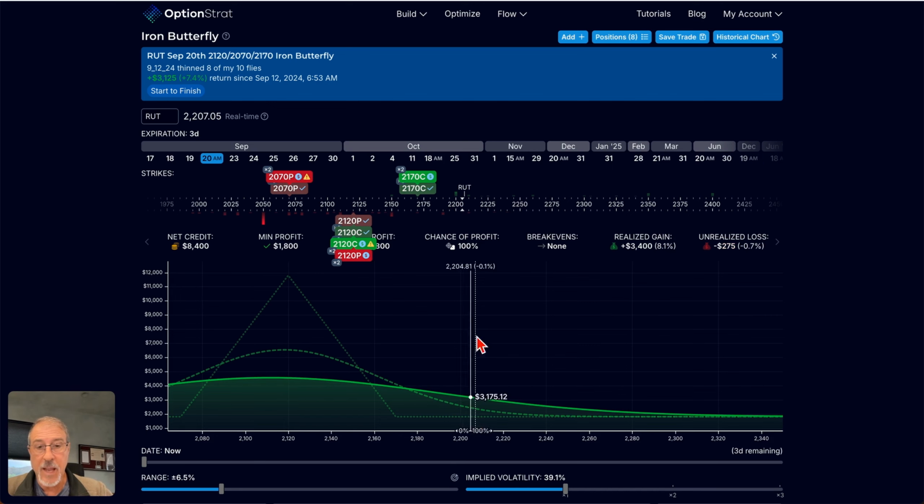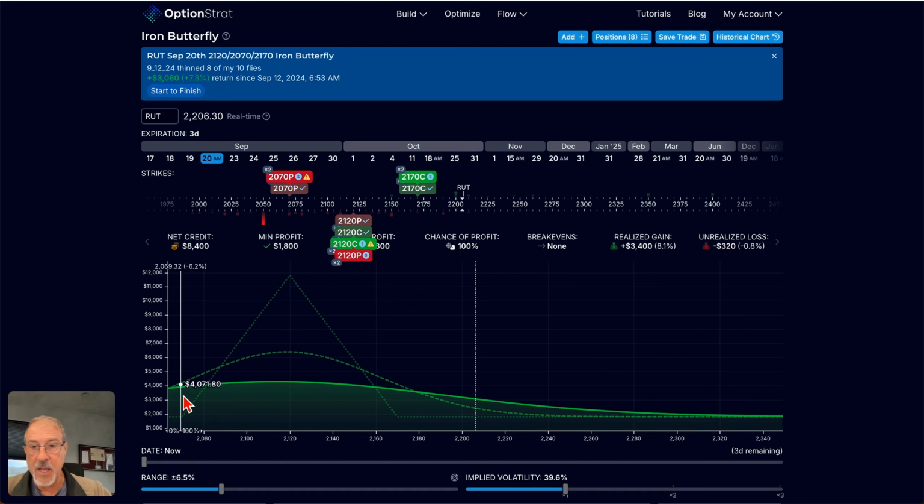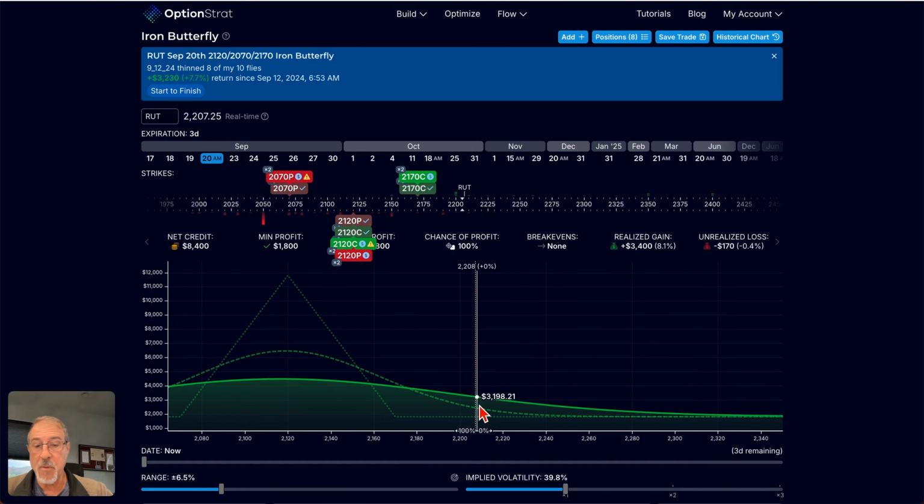You'll note that now this is a 100% chance of profit. That's because I thinned it at a time when there was profitability in the trade, and I thinned it enough so that no matter what happens in the market at this point, market could go up 1,000 points, I'd be up $1,800. It could go down 1,000 points, I'm still up $1,800. Now, right now, it's up about 3,300, and it is still decaying.